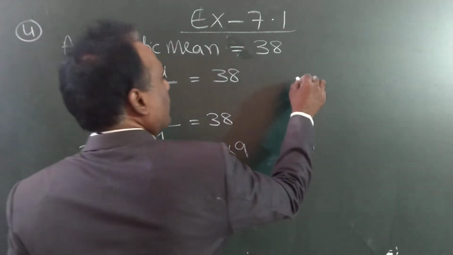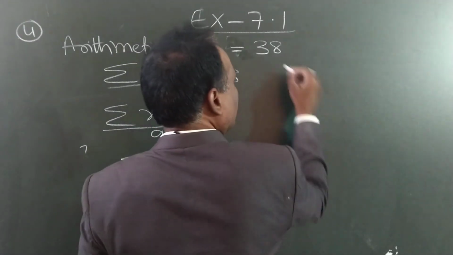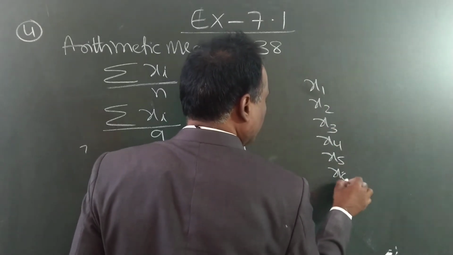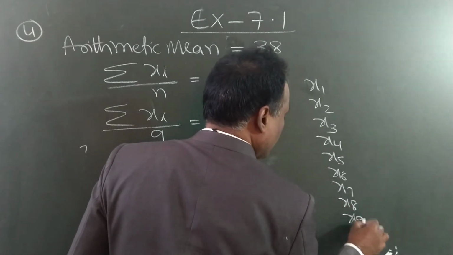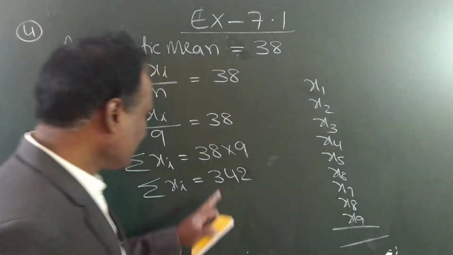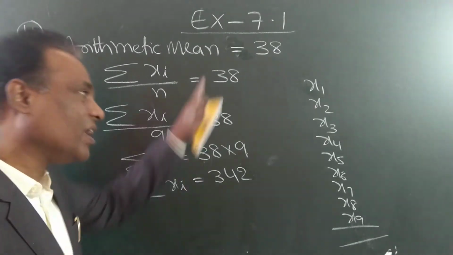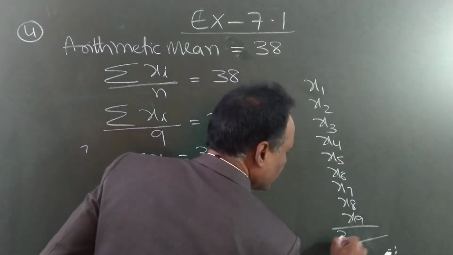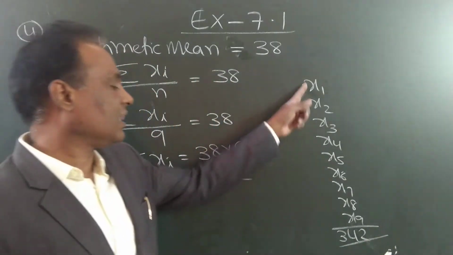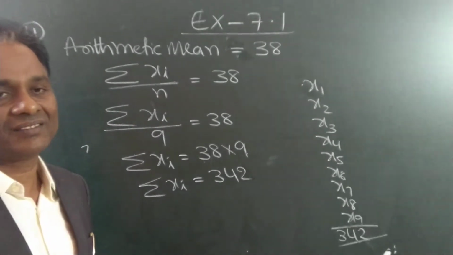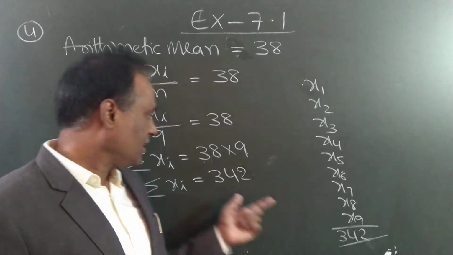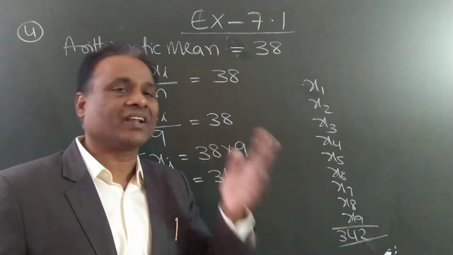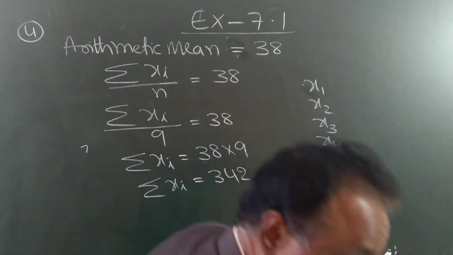Suppose x1 is the first number: x1, x2, x3, x4, x5, x6, x7, x8, x9. If you add these 9 numbers, that is 342. Sigma xi means the sum of the observations. The sum of all the numbers is 342. We added 9 numbers, and the answer is 342. But after doing this, we found some mistake in our addition. What mistake did we make?